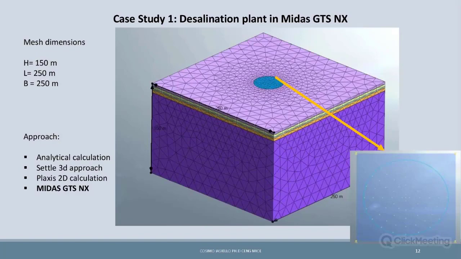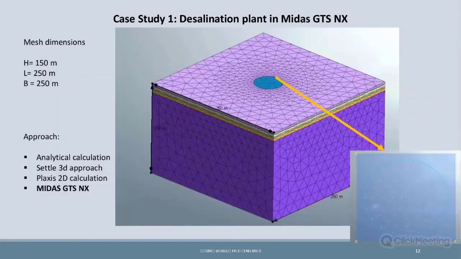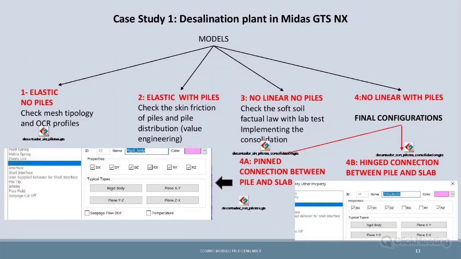I did it because we are interested in studying the different approaches of the different software. Here is more or less what we did in Midas. At the end of the day, we did this in Midas. So we have one model, elastic with no piles. Why? To check the mesh topology and the OCR profiles. This is very important. Once we have the model, we check that the OCR and the vertical stresses within the model are working. Here there is a model. We can open it up later if you are interested.